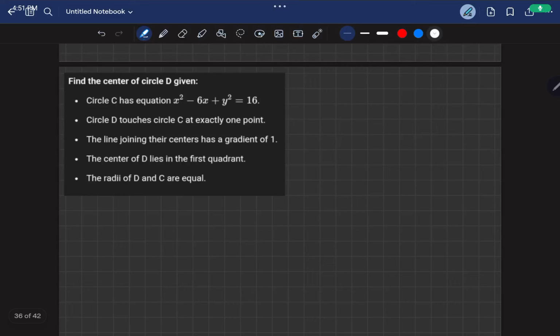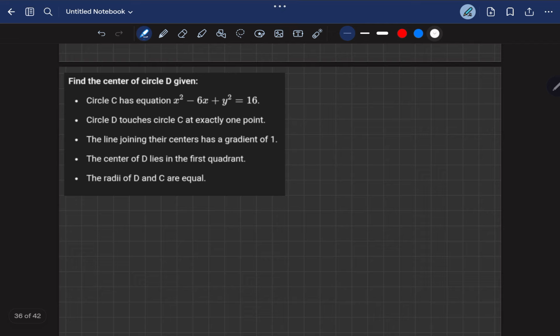This is a tricky circles question. Find the center of circle D given that circle C has equation x squared minus 6x plus y squared is equal to 16. Circle D touches circle C at exactly one point. The line joining their centers has a gradient of 1. The center of D lies in the first quadrant, and the radii of D and C are equal.